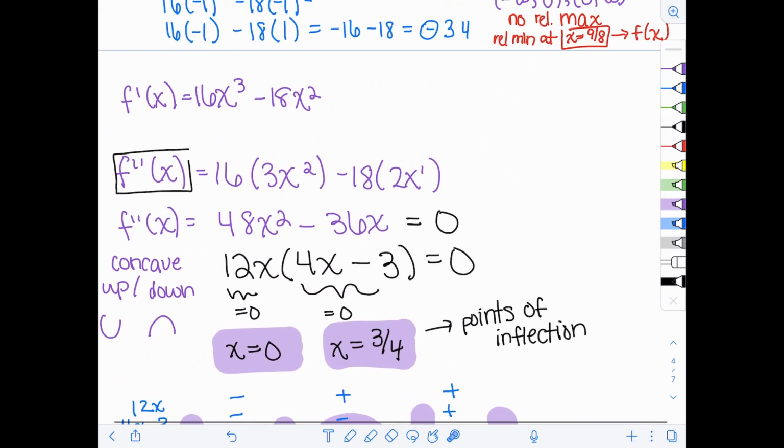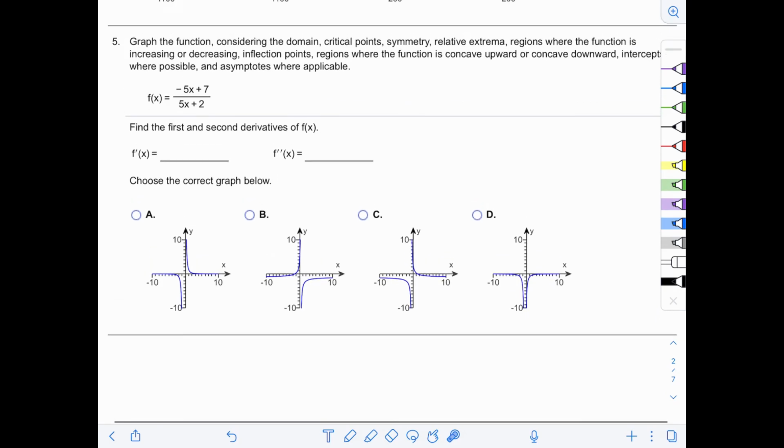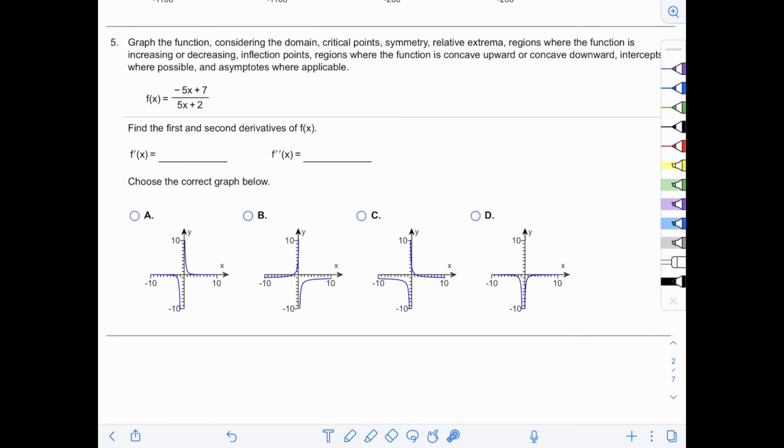I will say something too about homework question number 5. So this one's a little different because it's a fraction. And a review of some of that is that when you set this bottom part equal to 0, it's going to be a vertical asymptote. And so if that ends up being what looks like a critical number or point of inflection, it's technically not because it's actually a vertical asymptote there. The graph is not defined.